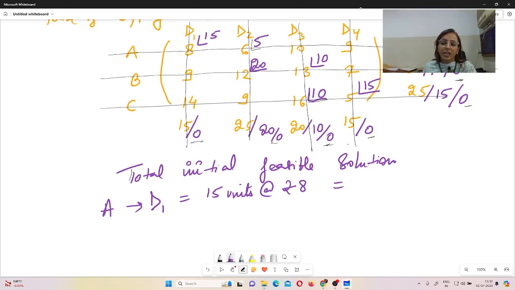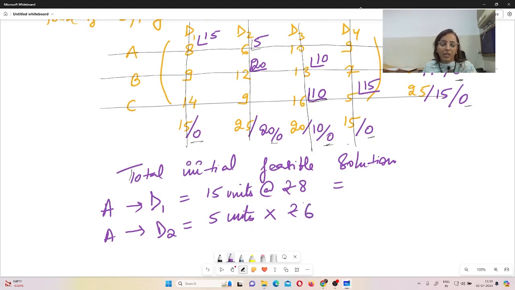Now you will find the next allocation, that is from A to D2. How many units have you given? 5 units, and the rate of allocation is 6. From A to D2 you have given 5 units, and those 5 units should be multiplied by 6, that is rupees 6. 5 is your units and 6 is your rupees.